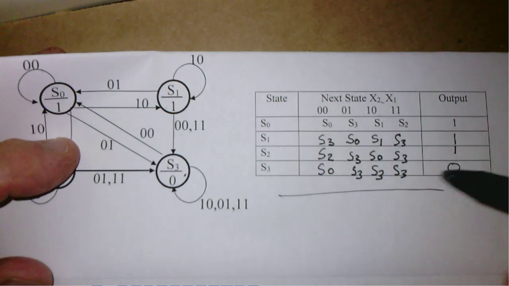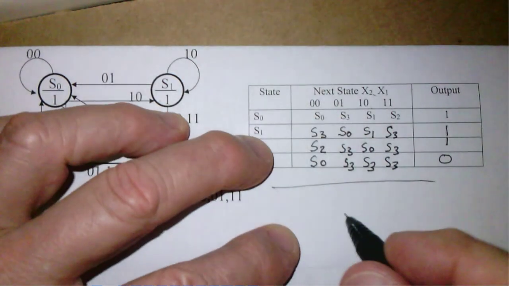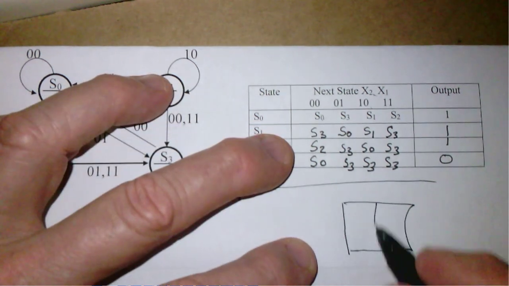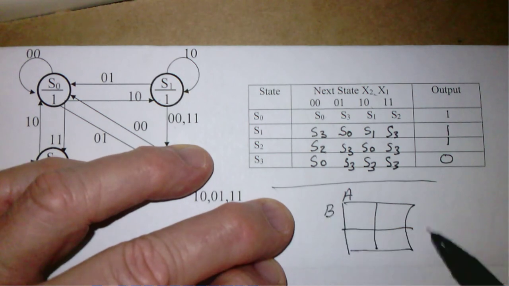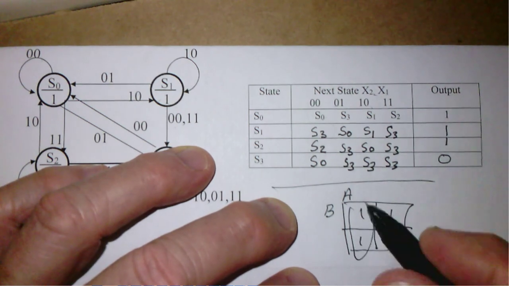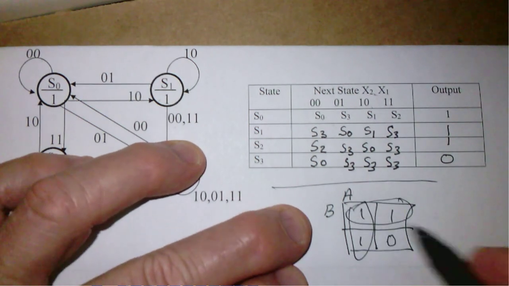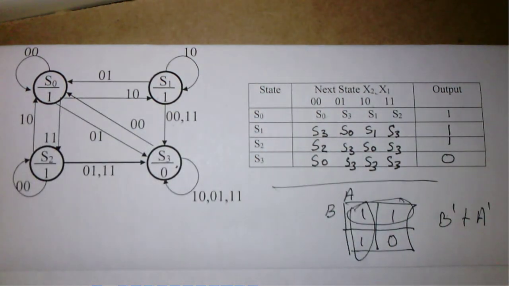And our output would be real simple. It only depends on A and B, so let's do the output map just for grins, since we don't even have to assign any flip-flops. So the output map is just going to be A and B, put A on the top and B on the side. So it's 1, 1, 1, 0. So we have to have this and this. So this is going to be B prime plus A prime. All right, so that pretty well does that. Okay, I think I'm going to stop with that. So hopefully this will give you some good things.